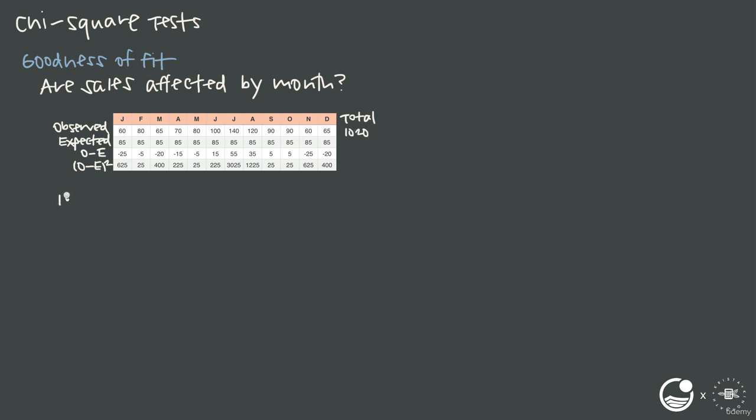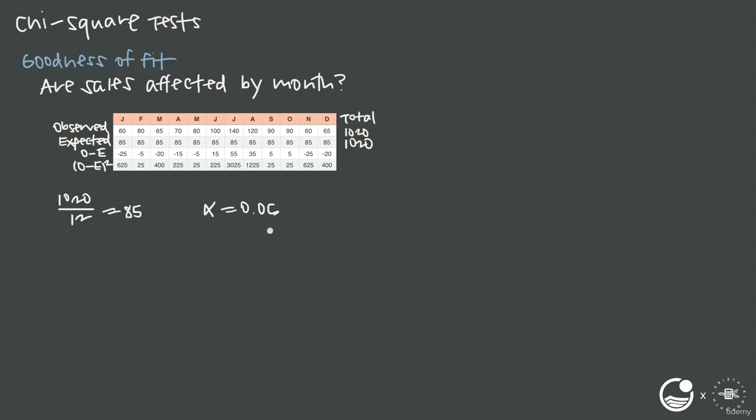Now, if we take 1,020 and we divide it by 12 months in the year, we get 85. And so our expected value for each month of the year is 85, because if month has no effect on number of sales, then sales should remain steady, and our expected value would be a steady, consistent 85 sales per month for a total at the end of the year of 1,020 sales. What we want to do now is use a chi-squared goodness of fit test. We're going to pick a confidence level of 95%, or an alpha value of 0.05, an alpha value of 5%.